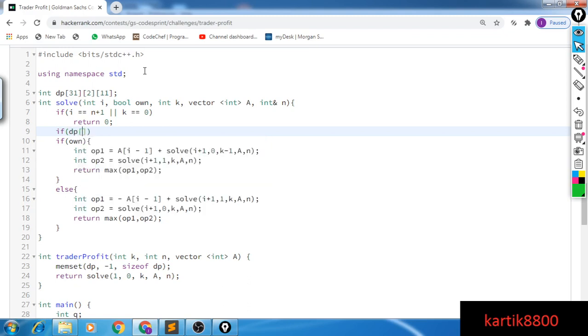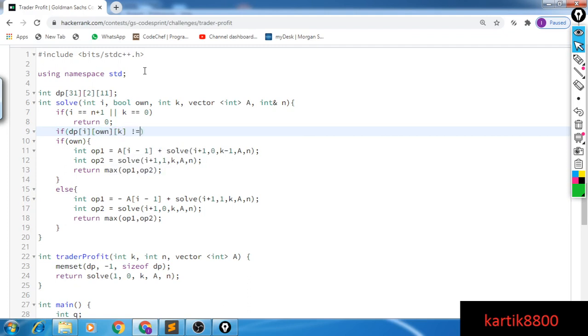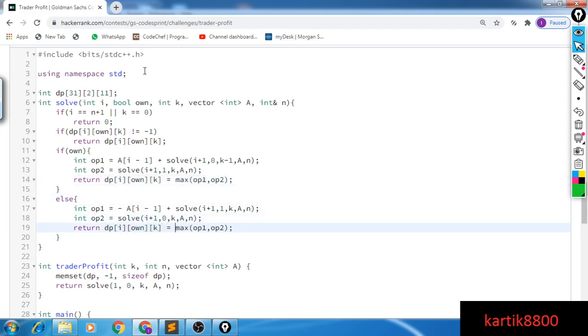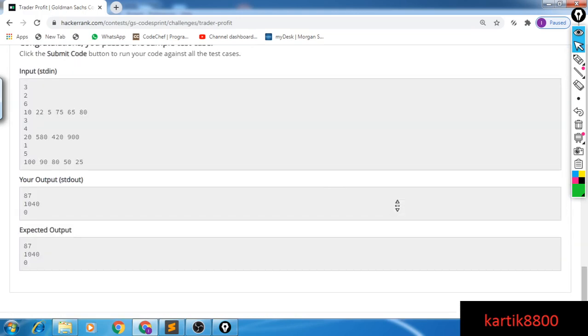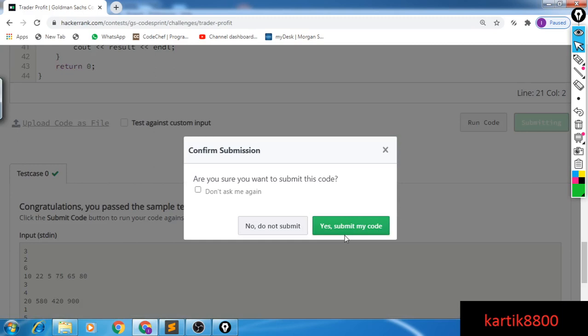So if this particular subproblem was solved previously, so DP at I, own and K is not equal to -1, this means I've already solved it. Then I can simply return the answer, otherwise I need to solve it. So the space complexity becomes n into K, and the time complexity also becomes n into K through this dynamic programming table here. So we're done. Let me just try it out, and then I'll submit and check. Yeah, it's running. Let's submit.